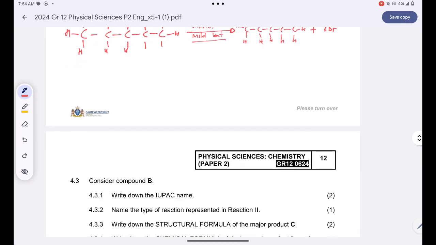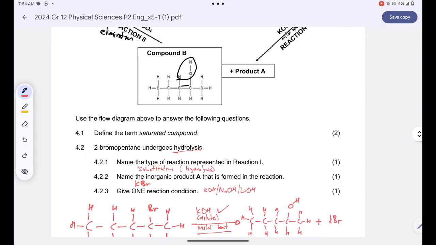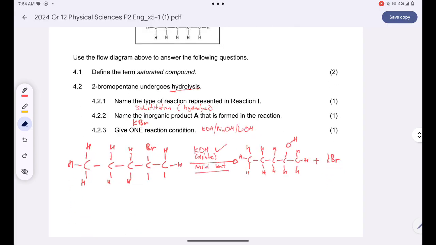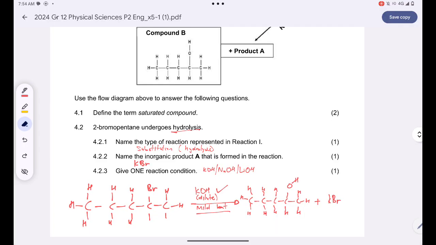Okay, and now we are supposed to consider compound B. Compound B, guys, is our alcohol over there. Compound B is our alcohol. They want us to write down the IUPAC name of compound B.